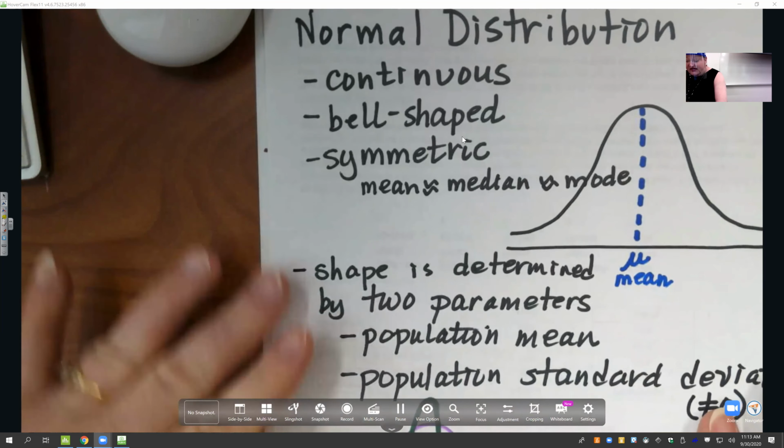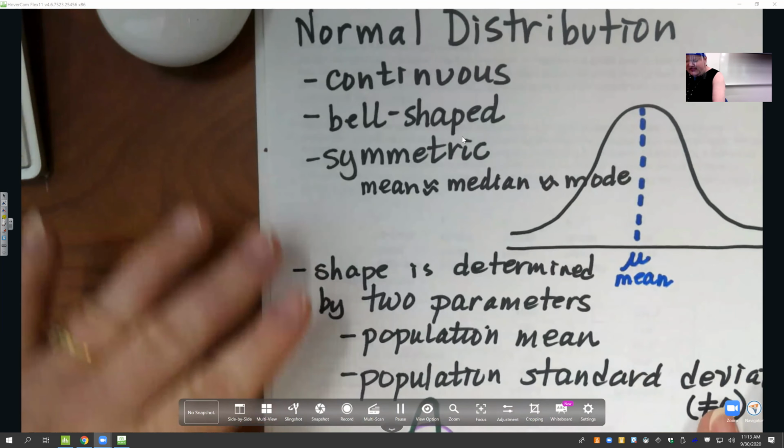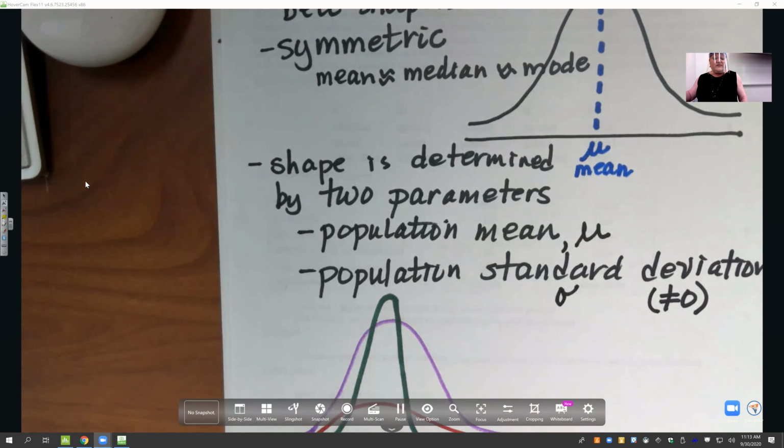The shape of that normal distribution is determined by two parameters, which are your population mean, and let me write the symbol there, that's mu, and the population standard deviation, which is sigma. You can choose any value you can think of for the mean, any value for the standard deviation, except 0, and you can use those in any combination. So we have an infinite number of normal distributions.